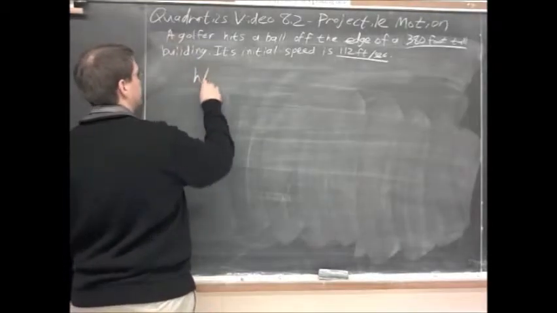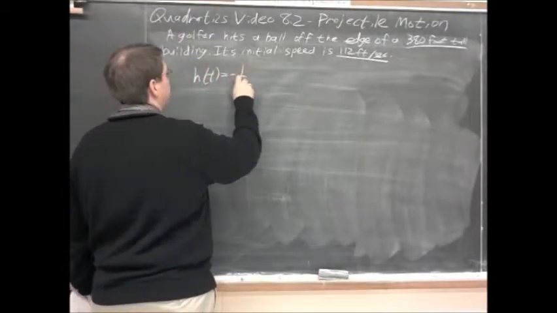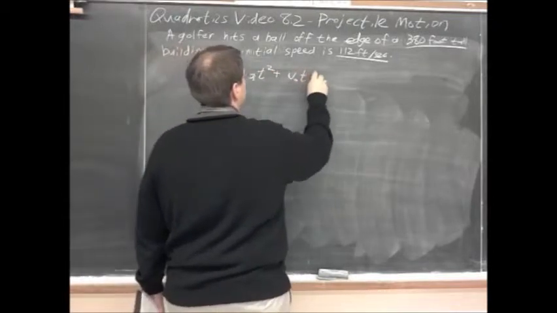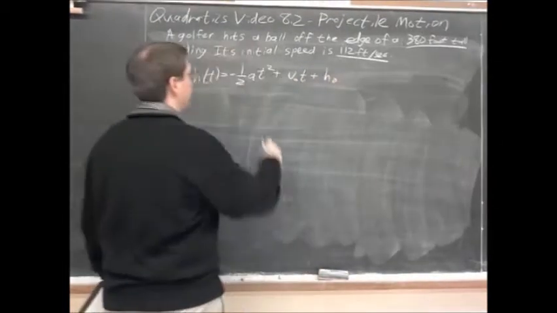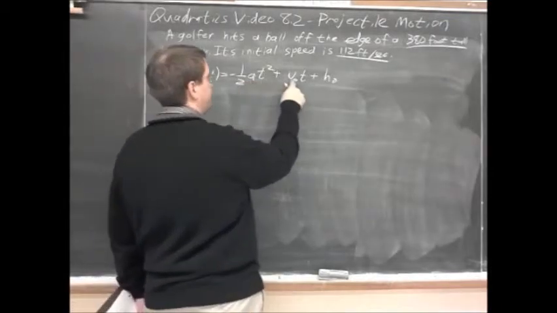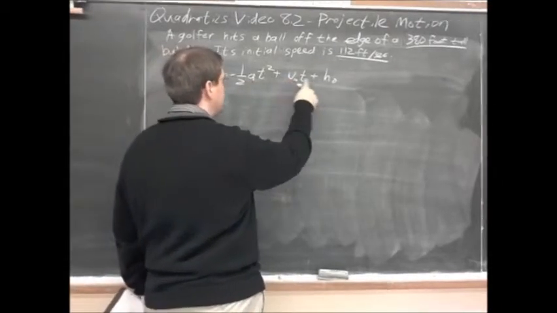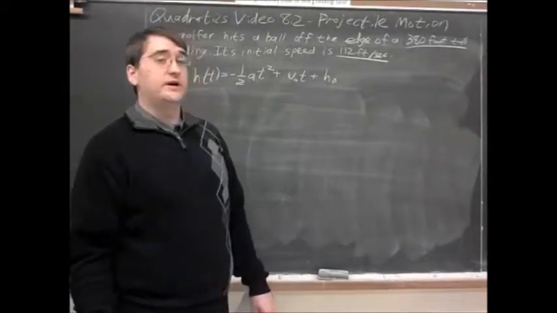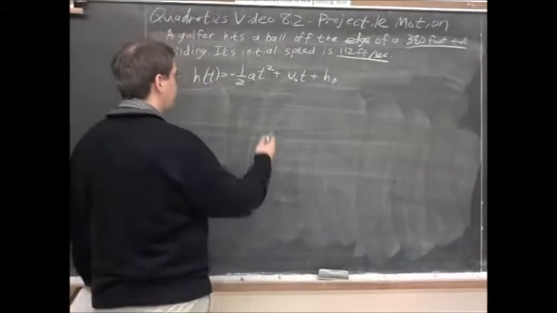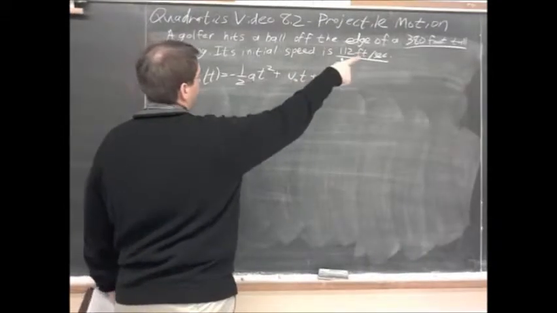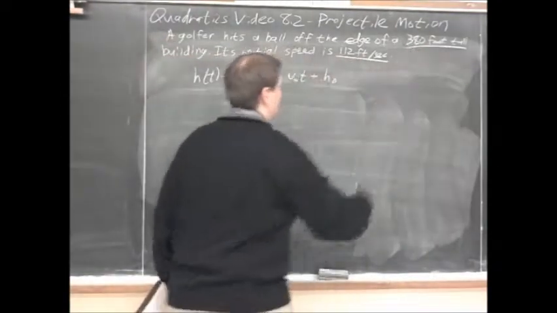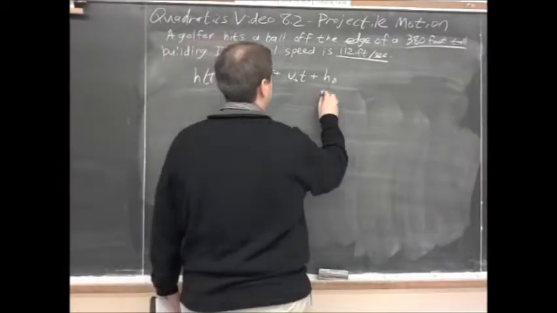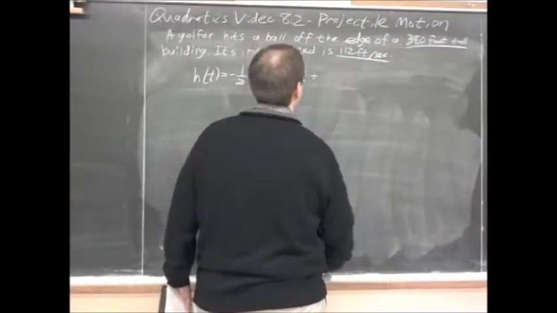Remember, our functions are always of the form -1/2 at squared plus v naught t plus h naught, where a is the acceleration due to gravity, v naught is the initial speed, and h naught is the initial height, the starting height. The starting height is 380. We're on the edge of a 380-foot tall building, so that's the initial height. So that's going to be 380. I'll erase that and put it in.